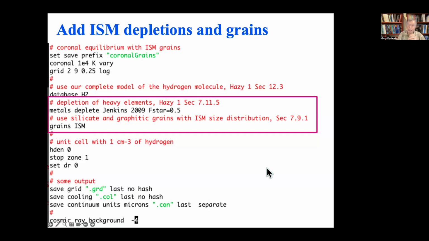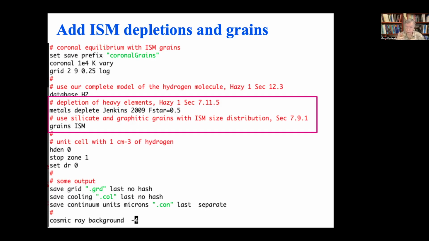Okay, we've been talking about the cooling function and thinking about the case of the cooling function for solar abundances. We're going to take the cooling function one more step and think about the cooling for the interstellar medium. So we're going to add two commands to our existing script. This is what the script looks like to compute the cooling for the interstellar medium. The red box shows the new commands.